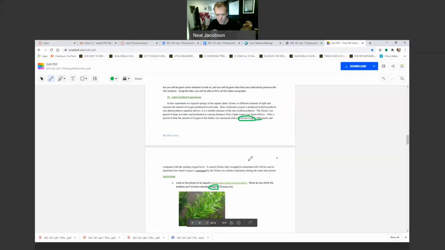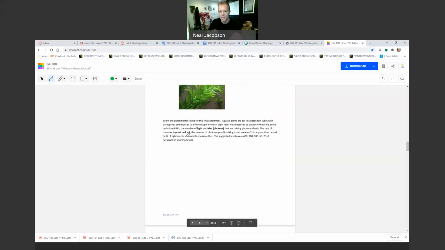Now, remember, there's a control Elodea tube wrapped in aluminum foil. So think about that. If we take a tube, put the plant inside of it, wrap it in aluminum foil and stick it in front of the light source, is it getting light? No. So it shouldn't be producing oxygen. Does a plant have mitochondria? Yes. Do mitochondria use oxygen? Yes. So what do you think is going to happen to the dissolved oxygen in the tubes that are wrapped? Let's just think about that.